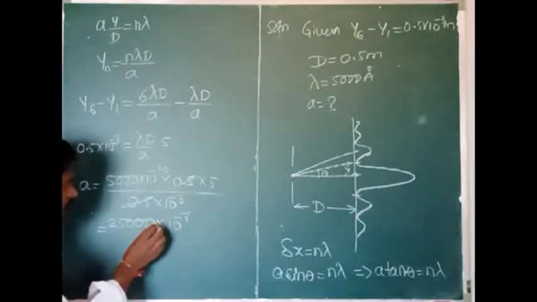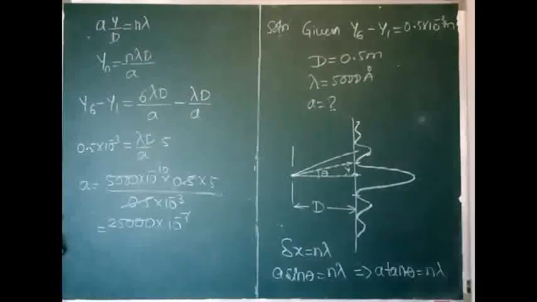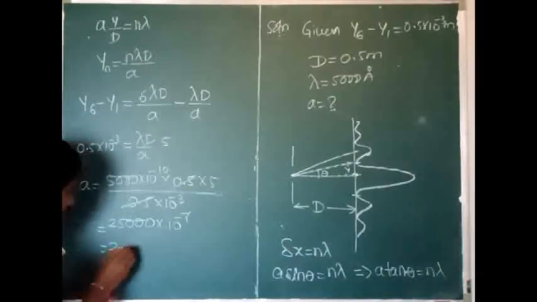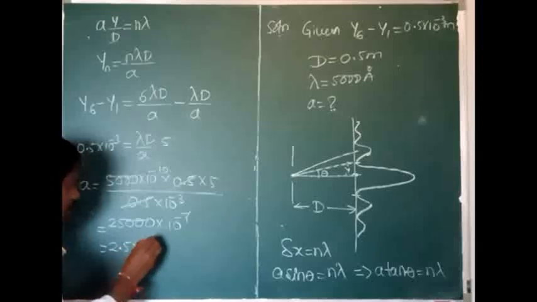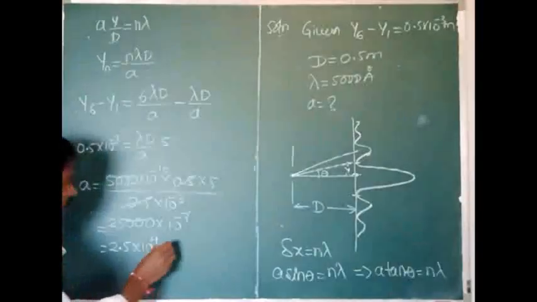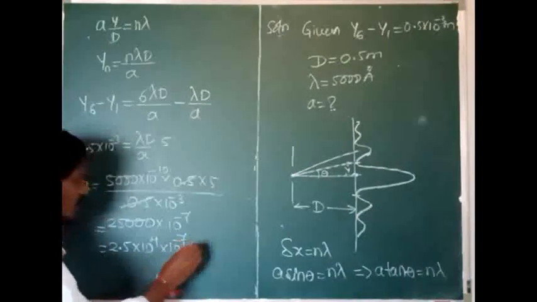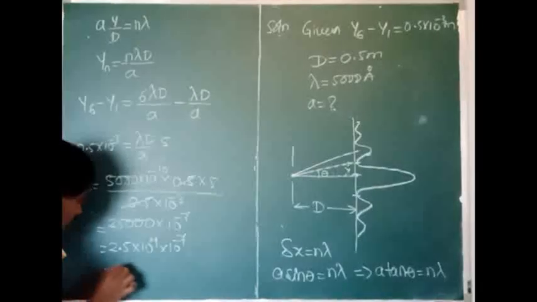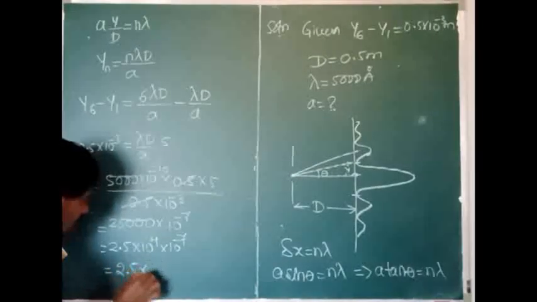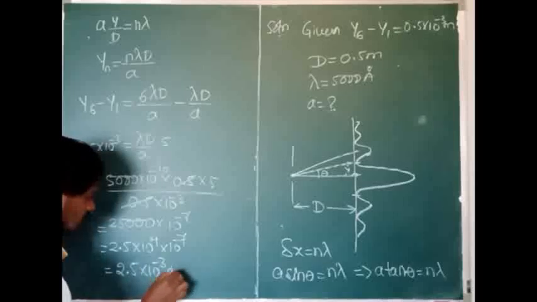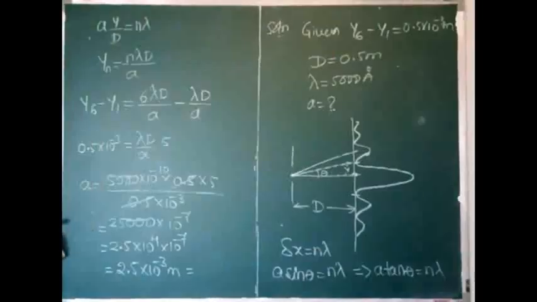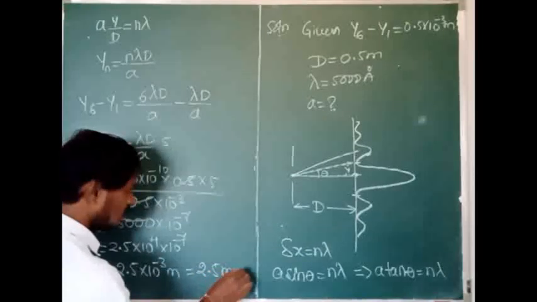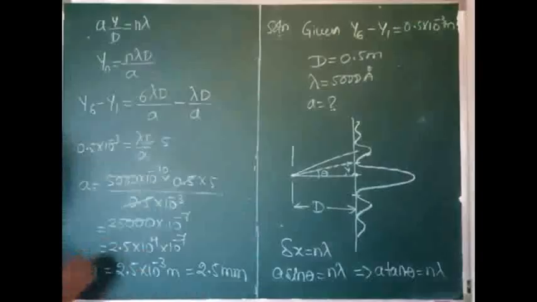So I will shift the decimal point after how many digits here? 4 digits in the left direction. 1, 2, 3, 4. This can be written as 2.5 into 10 to the power of plus 4, because it is in the left direction, and into 10 to the power of minus 7. 10 to the power of 4 into 10 to the power of minus 7, that is 10 to the power of minus 3. 2.5 into 10 to the power of minus 3 meter. So 10 to the power of minus 3 means millimeter. 2.5 millimeter. Then it is the answer. It is the size of the slit here. Okay.